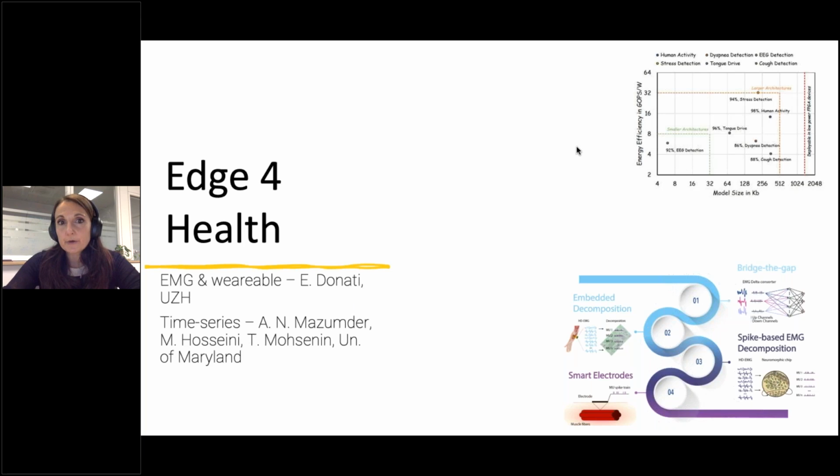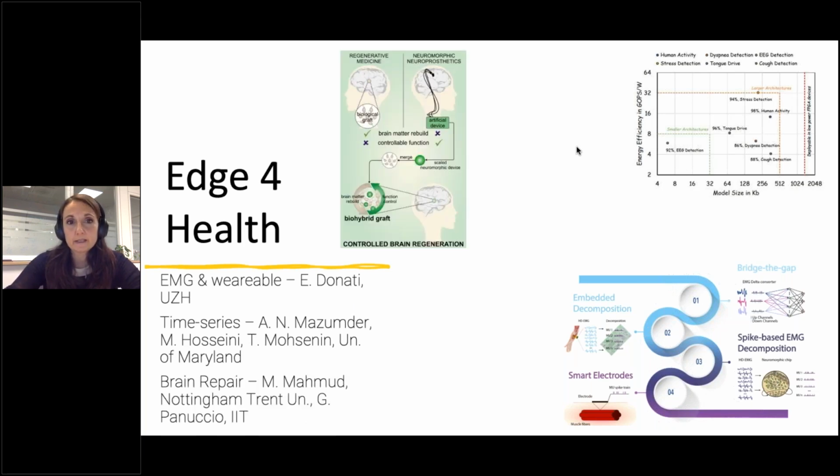The most futuristic approach suggested in the roadmap is the brain repair. So using artificial devices, using neuromorphic technology to integrate with biological grafts that promote brain repair, but they cannot be controlled. So neuromorphic devices could be programmed and could learn to control how biological grafts can improve the regeneration of damaged brain tissue.